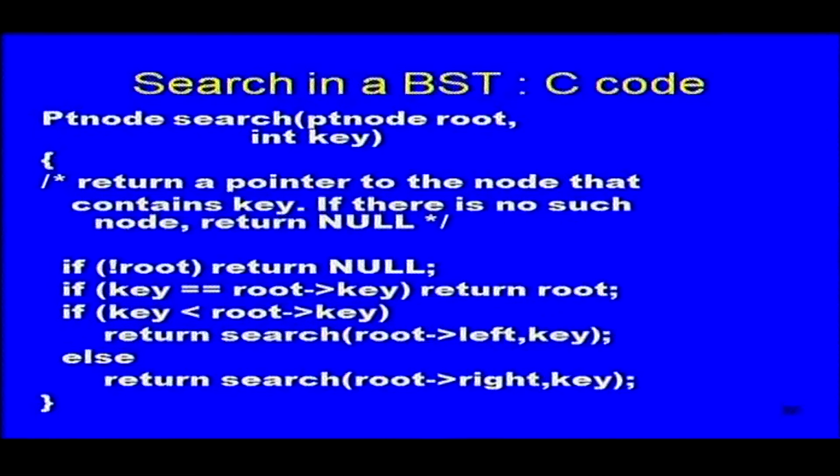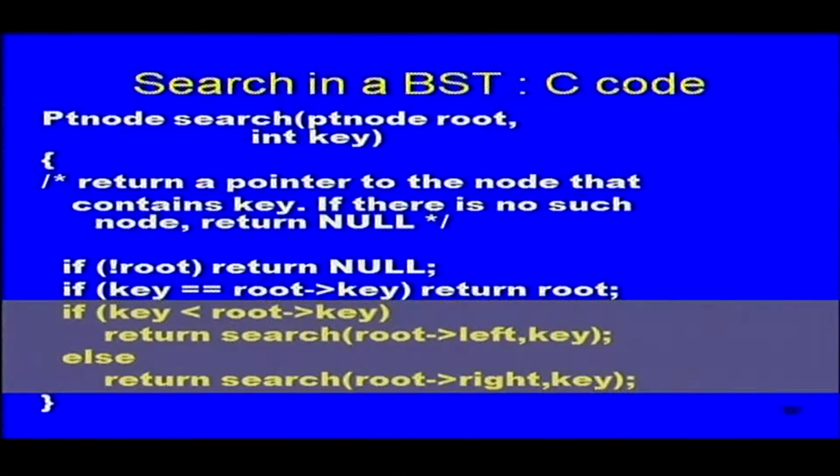If the key is less than the root, that means the key you want to search for is less, so you have to search in the left. Otherwise, it means it is in the right. So, you call search again with the address of the right subtree and the key. So, this is the right subtree. If it is greater, right subtree; if it is lesser, left subtree.